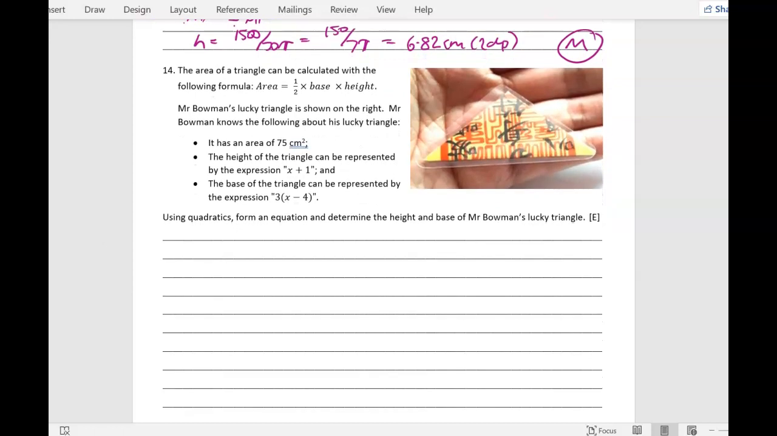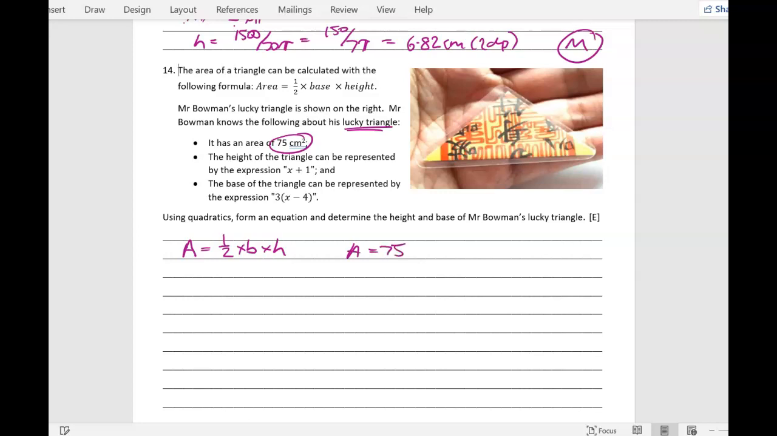We've got this lucky triangle, and we've been told an equation. So we've got an equation already. We're going to substitute things in that we know. So let's start writing the equation. The area is equal to 1/2 times the base times the height. Okay. I know the following about my lucky triangle. So I know the area. So A is going to be equal to 75.